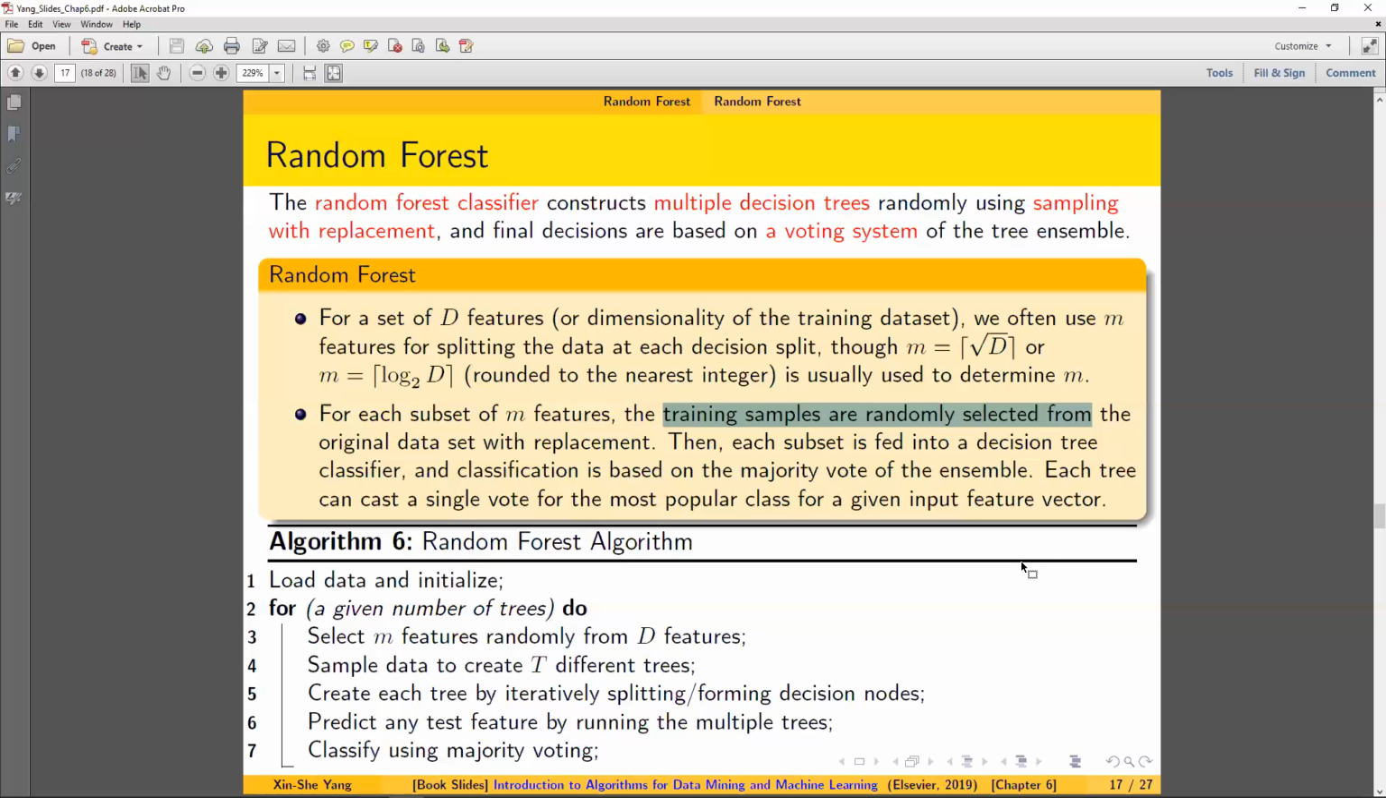Now, this is the algorithm. Start with the data, initialized for a given number of trees. Select M features from the D features of the sample data to create T different trees. Create each tree by iteratively splitting, forming decision nodes, and predict any test feature by running the multiple trees and classifying using majority voting. So that's random forest.